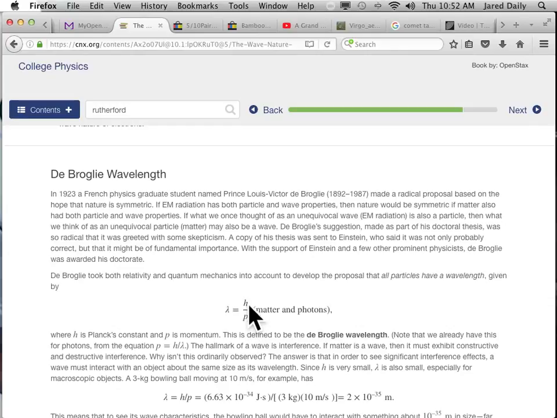So the smaller your momentum, in other words, the slower you're going, the bigger your wavelength. But it's still a very small wavelength. But what is it a wave of, is the question. Because all this equation gives us is a wavelength. It doesn't tell us what kind of wave it is. And later on they discovered that it's actually a wavelength of probability.